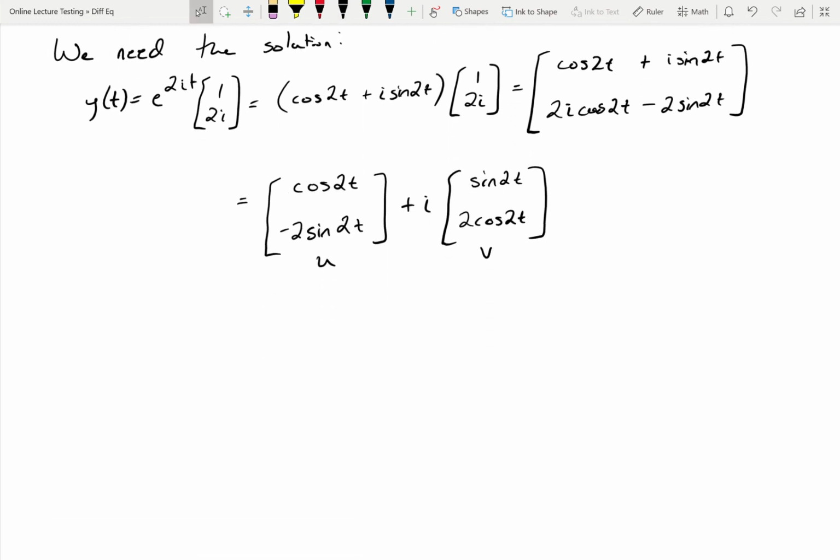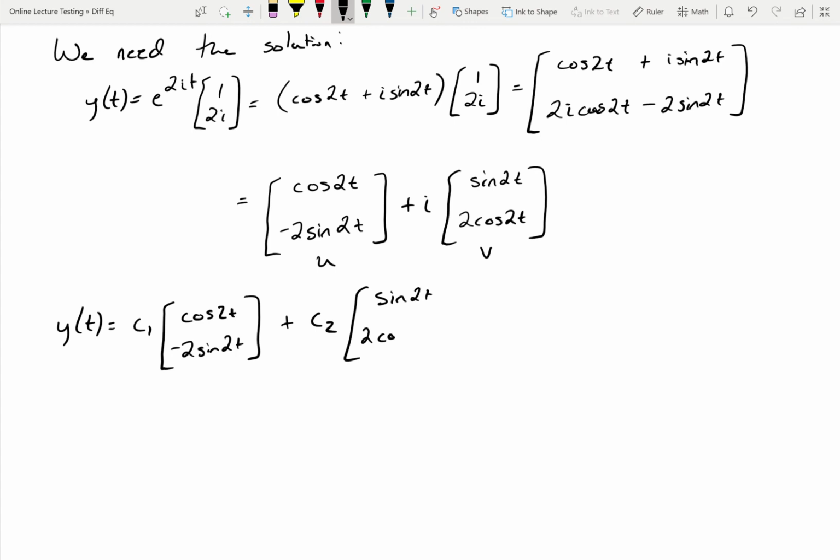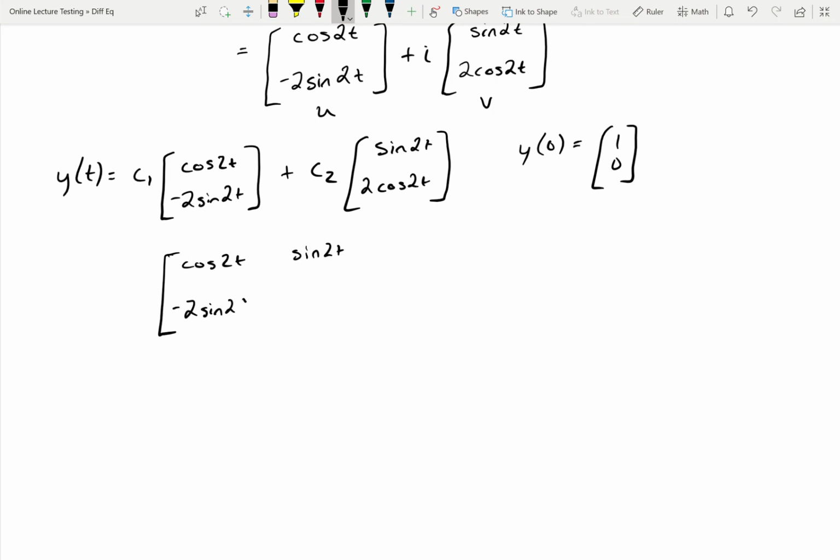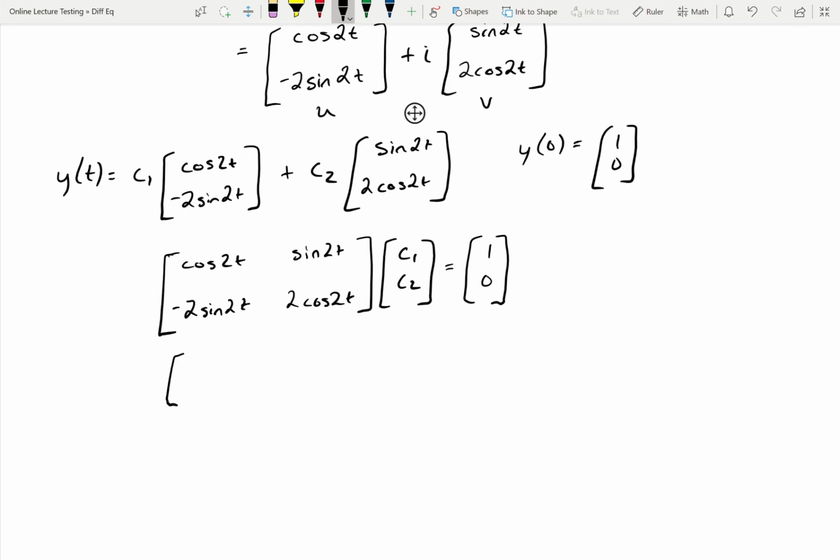Knowing that they're solutions, we say y of t is now specifically c1 times cosine of 2t, negative 2 sine of 2t, plus c2 times sine of 2t, 2 cosine of 2t. And we had y of 0 is equal to 1, 0. So we rewrite this: cosine of 2t, sine of 2t, negative 2 sine of 2t, 2 cosine of 2t, times C1, C2, is equal to 1, 0. Plugging in 0 for t here, I kind of jumped the gun a little bit, we are going to get the following matrix.